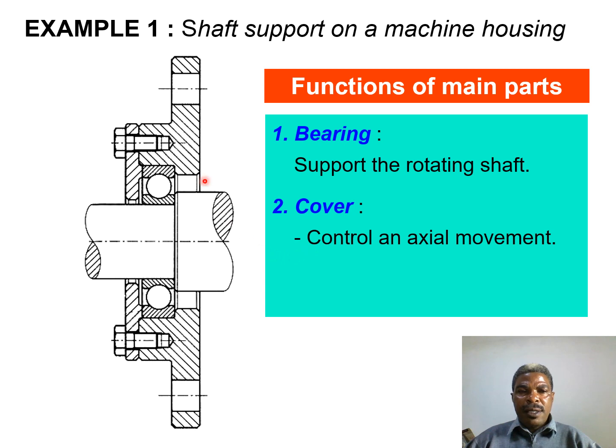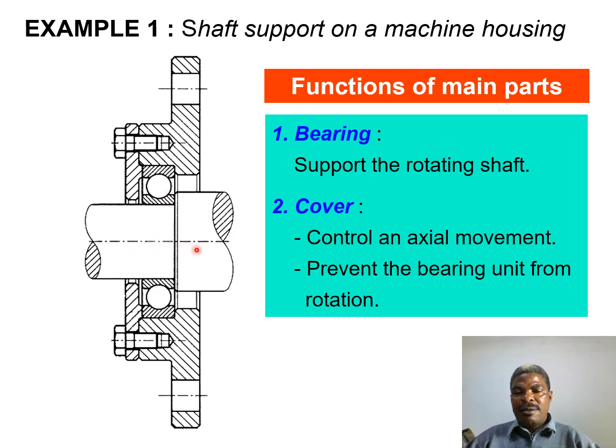Also the cover, this is the cover, controls axial movement, just to keep the movement steady. The shaft still has to continue rotating without moving from the axis. It also prevents the bearing unit from rotation. The bearing has to support the rotating shaft.